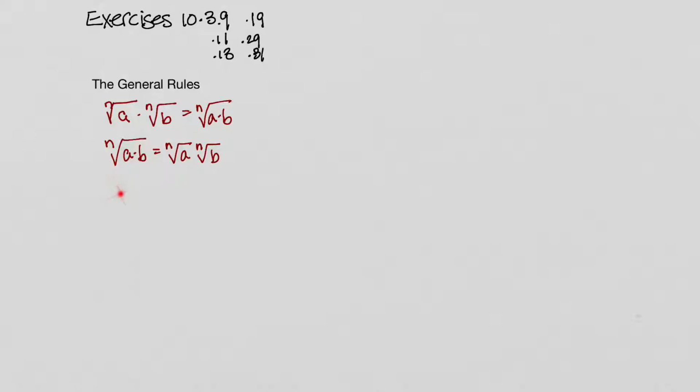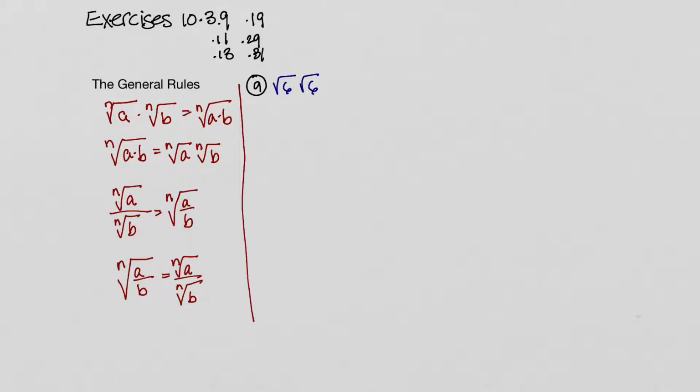So say we have the nth root of a, and we're going to divide it by the nth root of b. As long as these indexes are the same, we can divide right under the radical, the nth root of a divided by b. And quite often we're going to use it the other direction. If we have the nth root of a fraction like this, we can break this up into the nth root of the top divided by the nth root of the bottom. So let's give this number 9 a try.